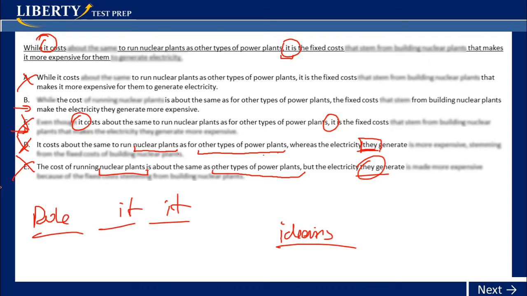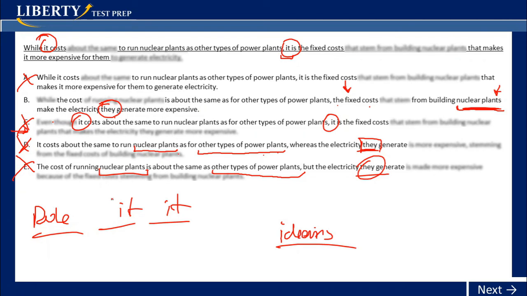How do they fix that situation? If we notice the main clause, we have the fixed costs from building nuclear plants make the electricity they generate. So actually this they refers to nuclear plants. Why? Because we have nuclear plants in our main clause. Nowhere in the main clause we have the other types of power plants. So in this case, it's not totally perfect, but this sentence makes way more sense. This pronoun, at least we can find the referent with less ambiguity.